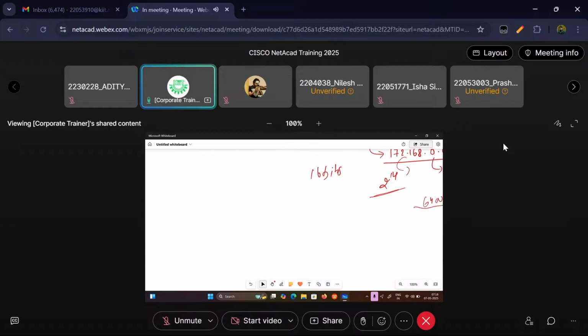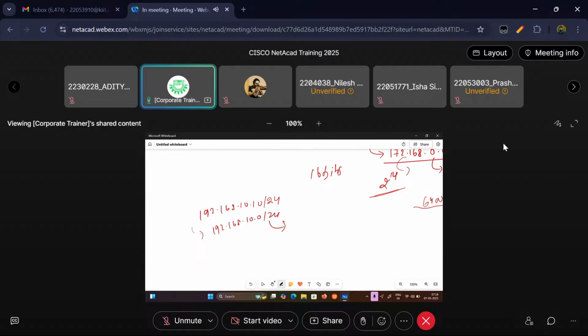Suppose we have the class C IP 192.168.10.10/24, and here if you find the network ID, you will get 192.168.10.0/24, right?